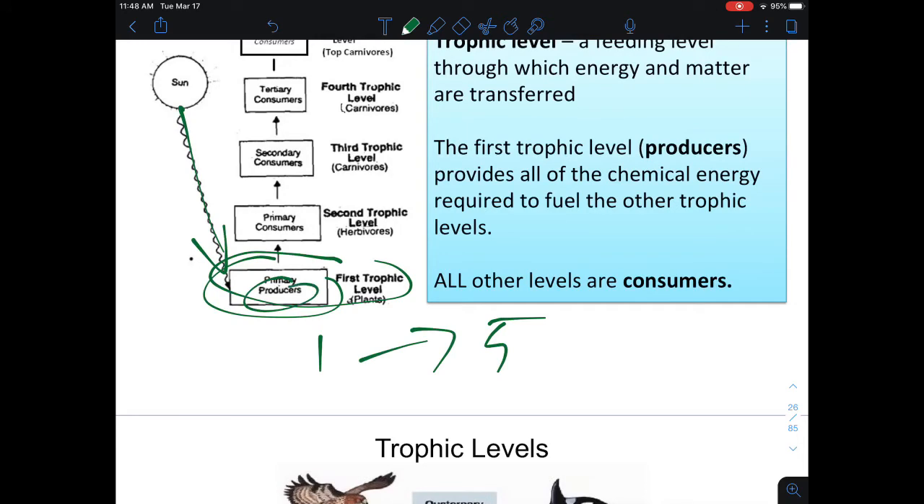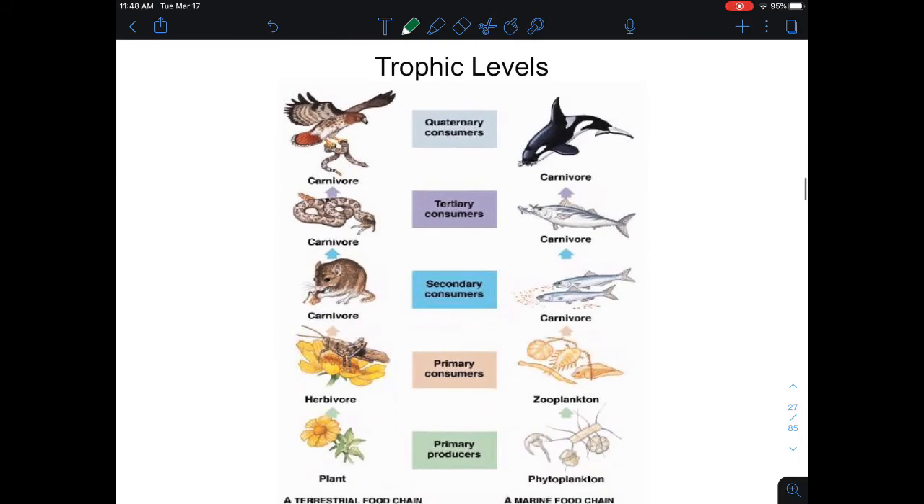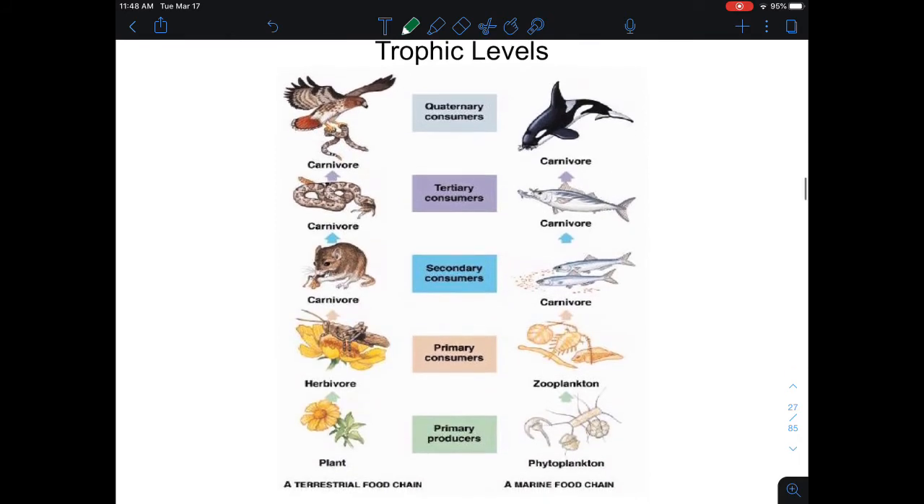These guys here are the only producers. These are consumers, consumers, consumers, consumers. Here are two different food chains. One food chain on the earth, terrestrial, and one in the sea, marine. So terrestrial and marine are definitely vocabulary words you need to know in this unit.